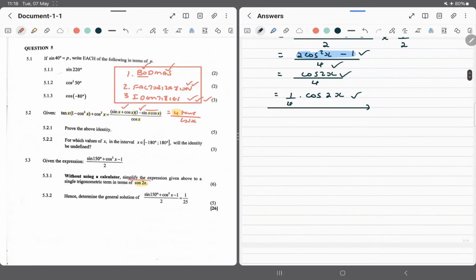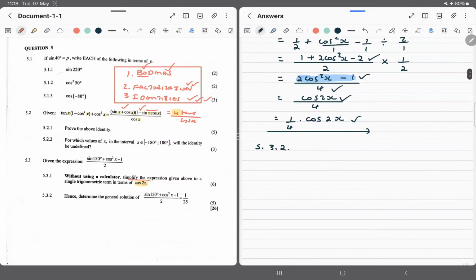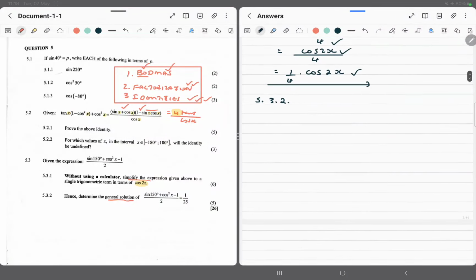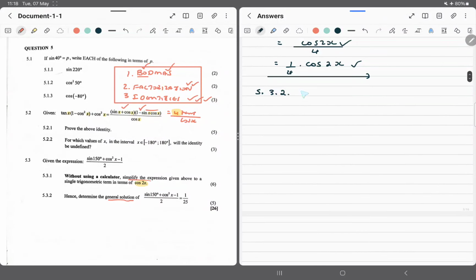Okay, so 5.3.2. We now have to find the general solution of this expression. So we write it out. This thing likes to touch itself. I don't know, it was supposed to be touch insensitive when I'm writing, but now it's starting to act up.